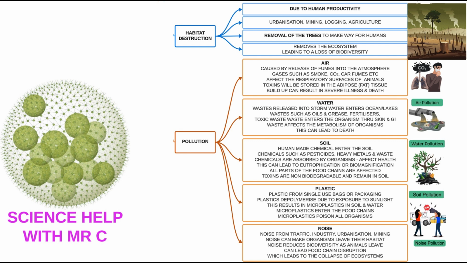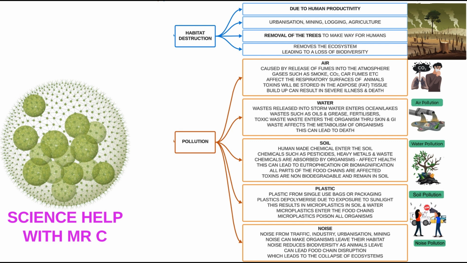Plastic pollution is mainly from single-use plastic bags. They break down or depolymerize due to exposure from sunlight. This results in microplastics in the soil and water. Microplastics enter the food chains and microplastics become poisonous to organisms.